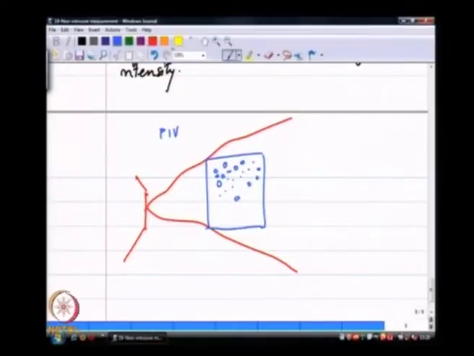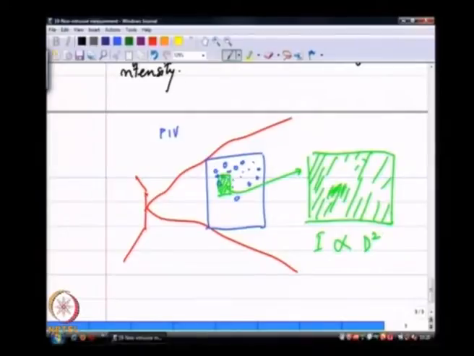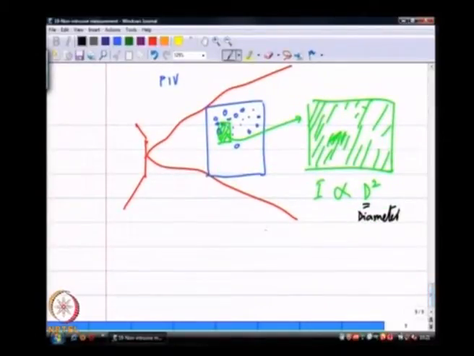And in this grayscale intensity picture, if I take a certain region of the spray, I have a certain grayscale distribution of light, and this grayscale distribution of light gives me the intensity in an image like this, which is proportional to d squared, where d is the diameter, and this comes from what is called Mie scatter.